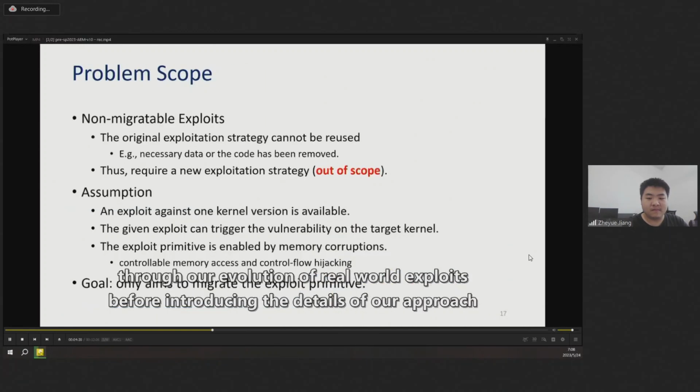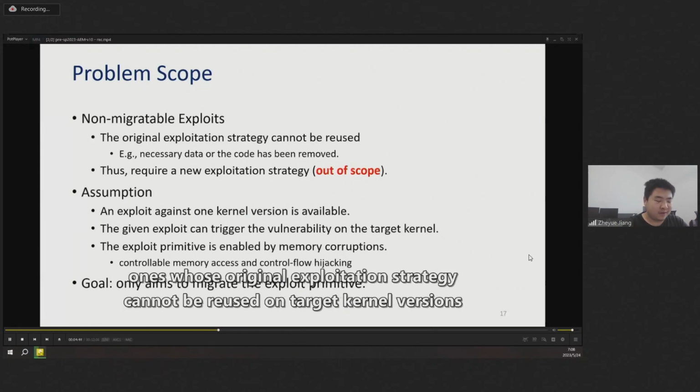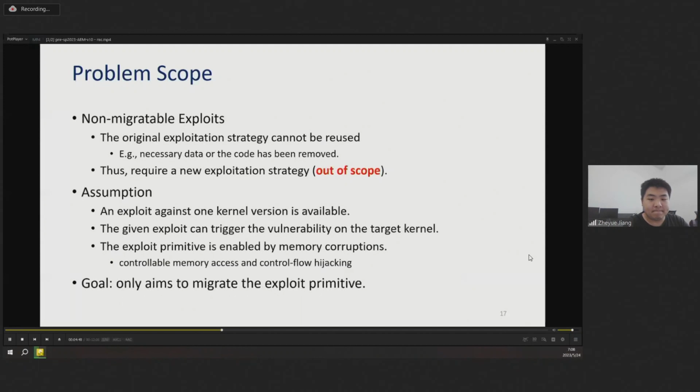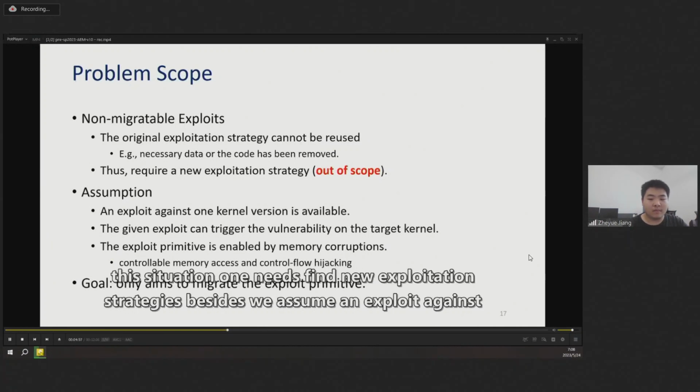Before introducing the details of our approach, we need to talk about the problem scope. First, we define the non-migratable exploits as those whose original exploitation strategy cannot be reused on target kernel versions. This may be caused by the removal of necessary data or code between two kernel versions. In this situation, one needs to find new exploitation strategies.